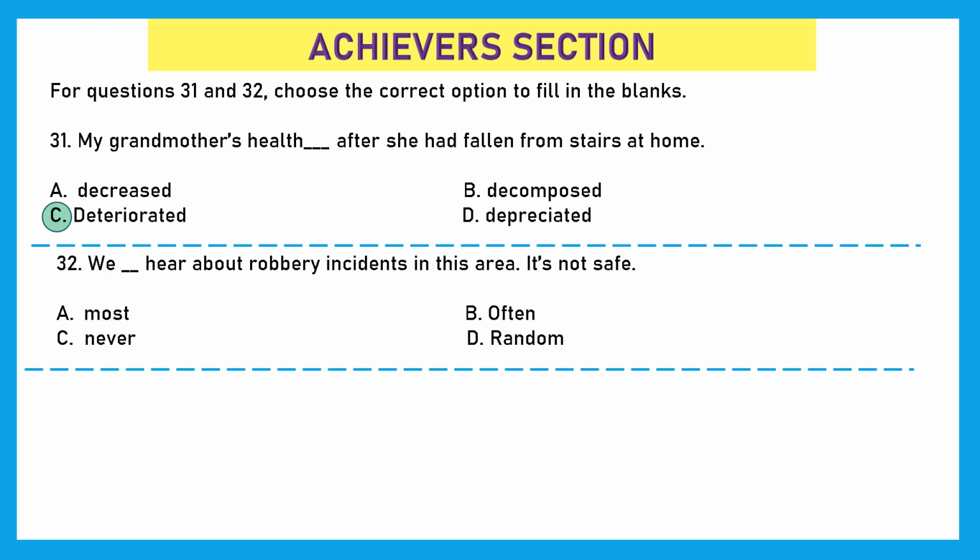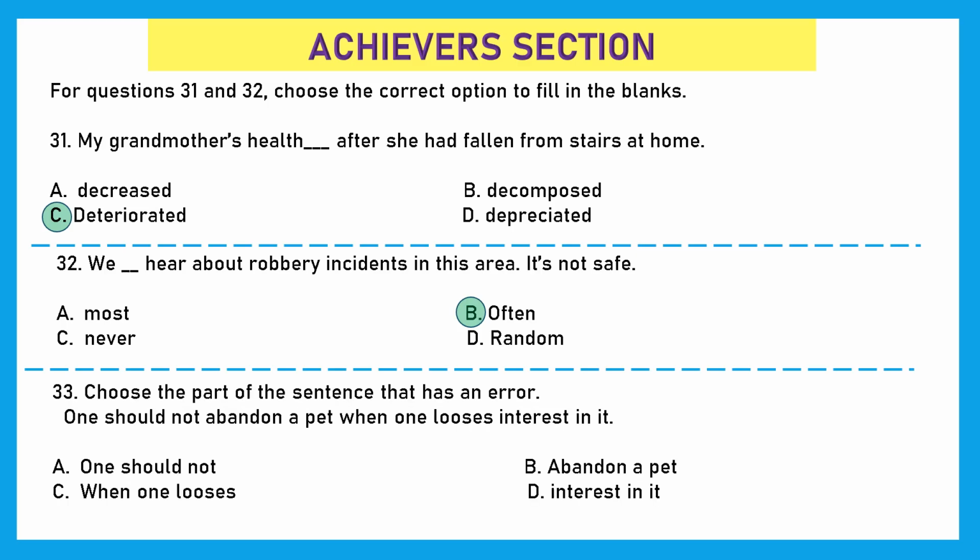32. We dash here about robbery incidents in this area. It's not safe. Why is it not safe? Because the robbery is happening more frequently. A lot of times, right? So here option B, often, is the right option to choose. We often hear about robbery incidents in this area.